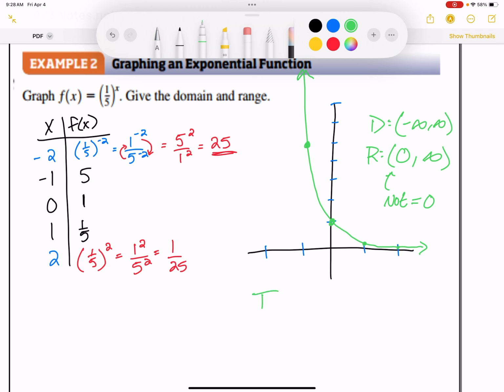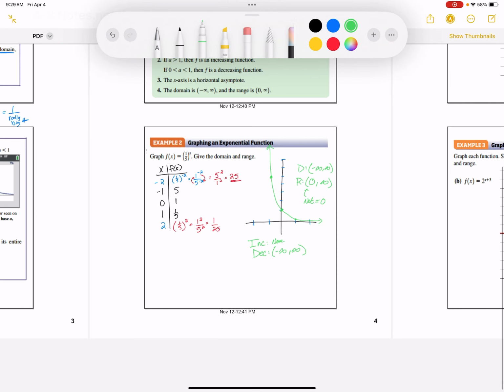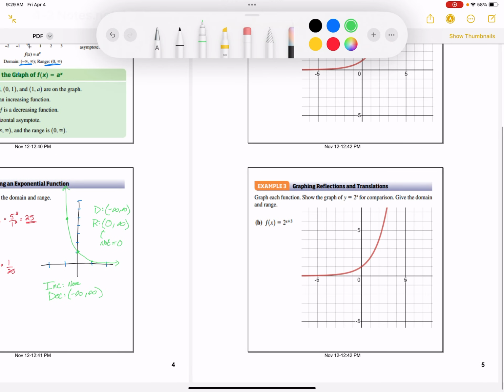Let's say increasing, decreasing intervals. Is it increasing? If you read it from left to right, it's always decreasing. So it's never increasing, and it's always decreasing on its entire domain, so from -infinity to infinity. All right. Let's do another one.